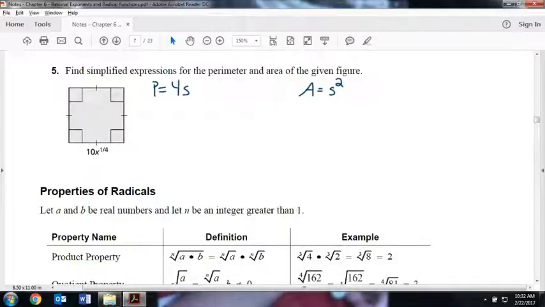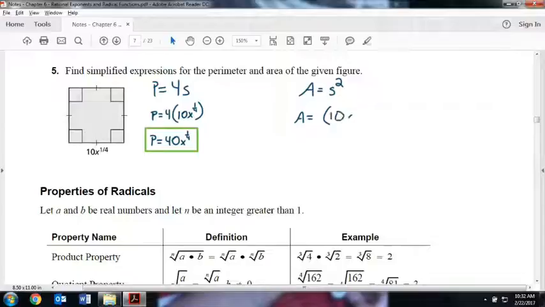So here we go. Let's just knock this out. For your perimeter, perimeter equals 4 times one of the sides, 10x to the 1/4. And the only thing we can do here is simply distribute. So P equals 40x to the 1/4. Boom. This one is a little bit different. So we have to do the area, that side squared, 10x to the 1/4 squared. And we can distribute that 2 on the inside.